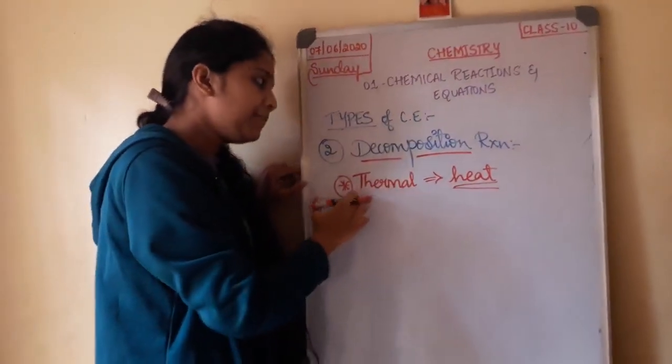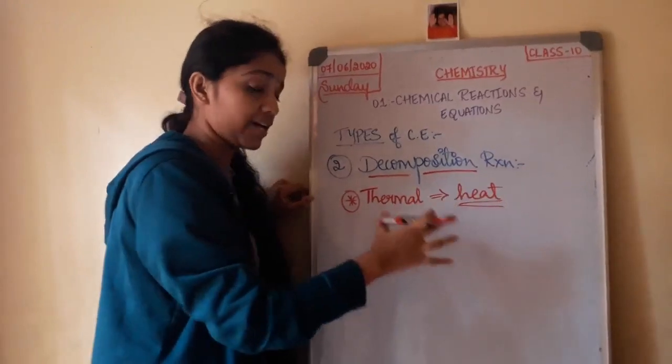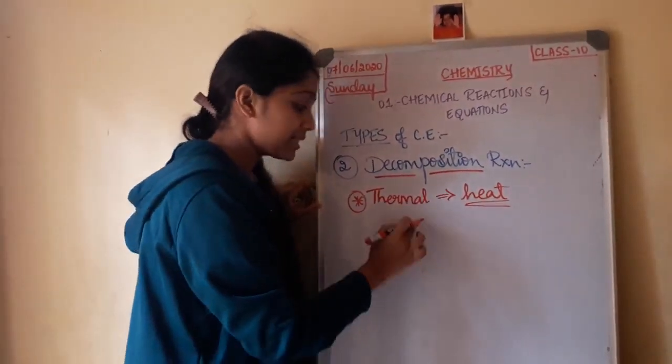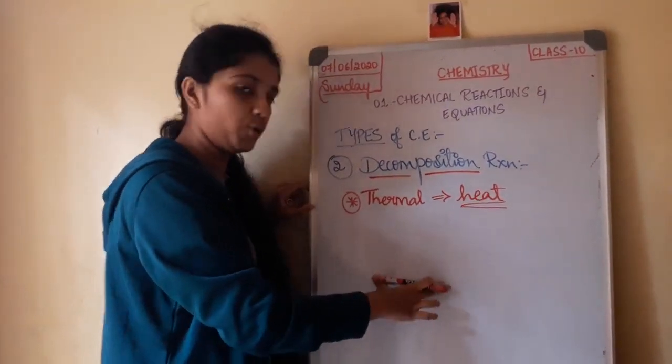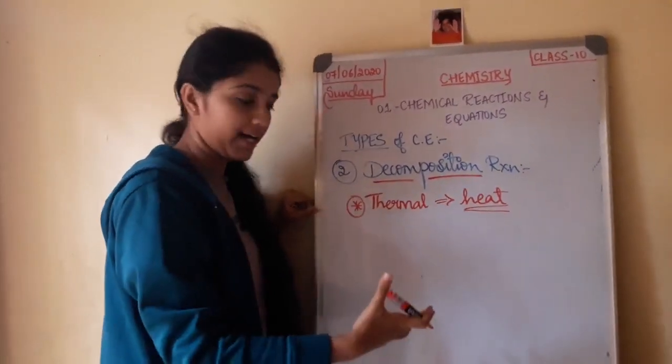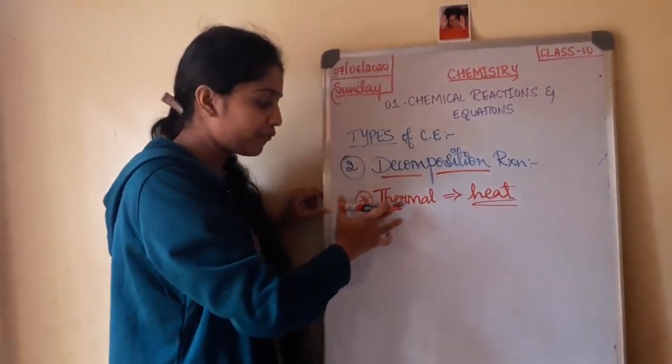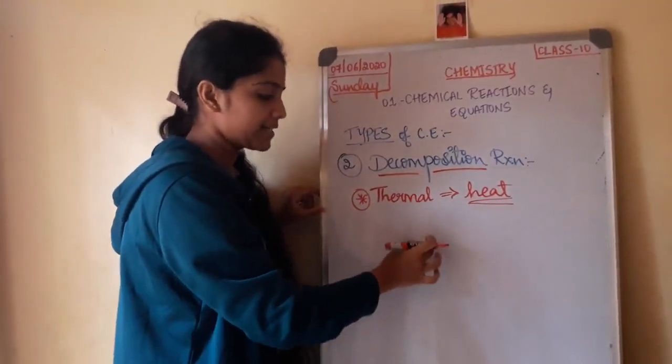Now, thermal decomposition reaction is a reaction where a single compound breaks down into two or more simpler products when heat is involved. With the use of heat, a single compound is getting broken down.